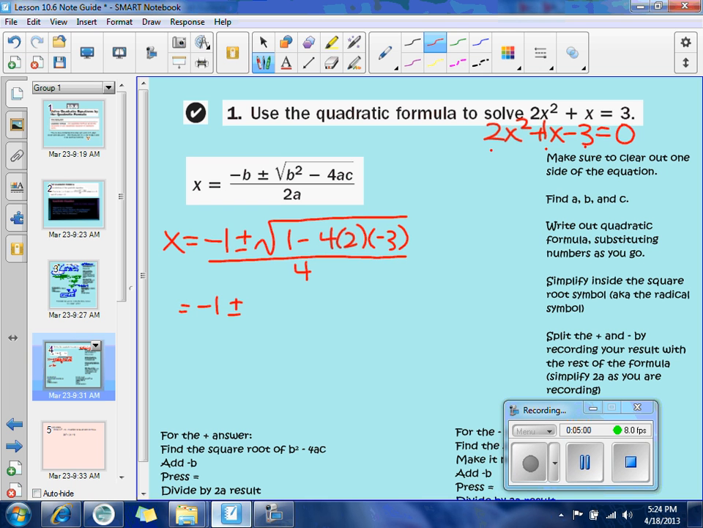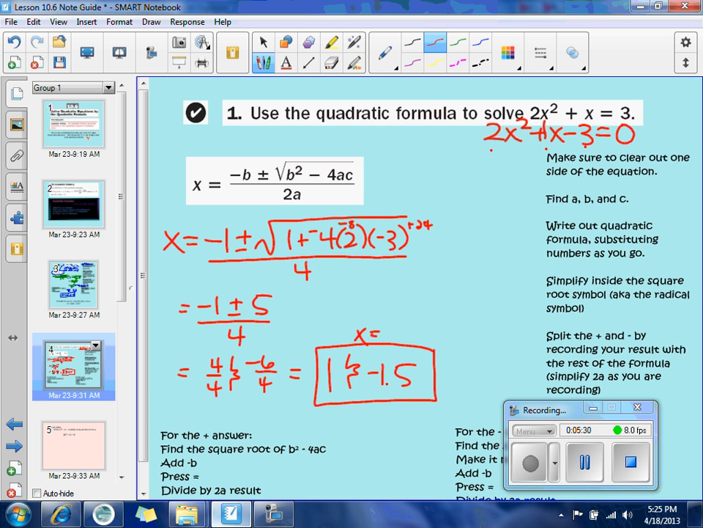So plus or minus, well, remember that negative belongs to the 4. So negative 4 times 2 is negative 8, times -3 is positive 24, plus 1 is 25, and we know the square root of 25 is 5. That means my answers are going to be negative 1 plus 5, which is 4 over 4, and negative 1 minus 5. So my two answers are 1 and negative 1.5. Those are my values for x. X would equal 1 and negative 1.5.